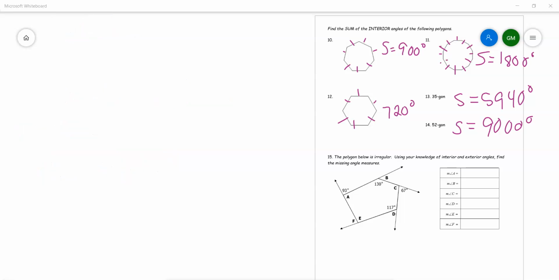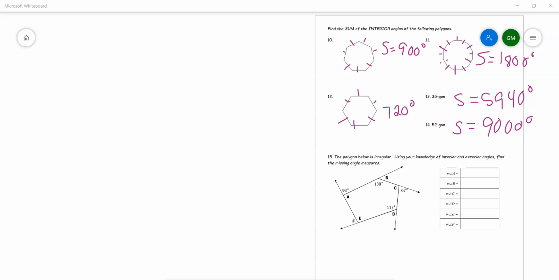All right, so we'll go ahead and do number 15. When we approach number 15, we need to approach this logically. We need to find all of the angles A, B, C, D, E, and F. So we're looking here. We have enough information for A, B, C, D. But E and F we do not have enough information for.